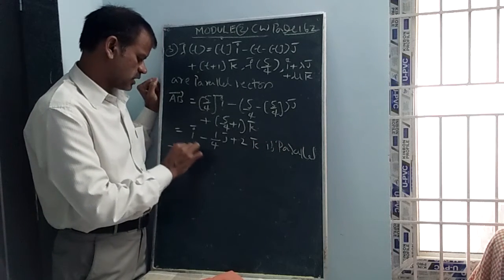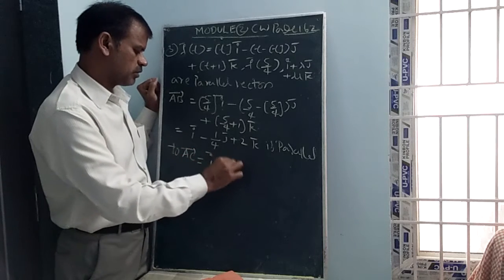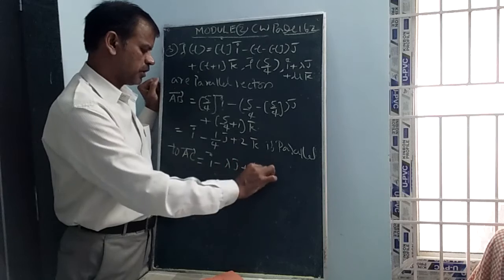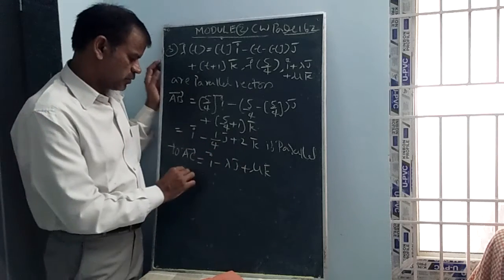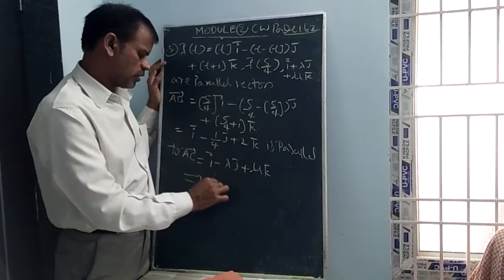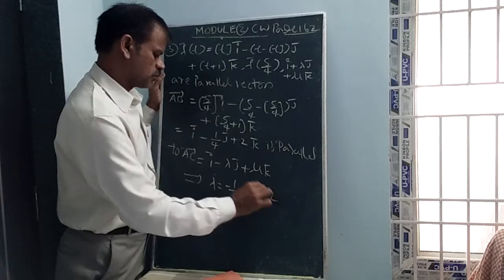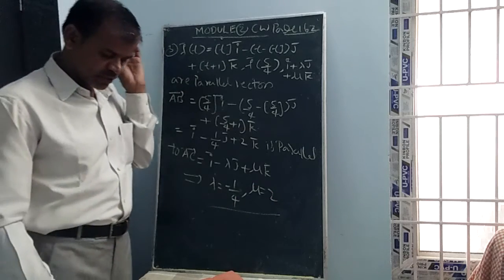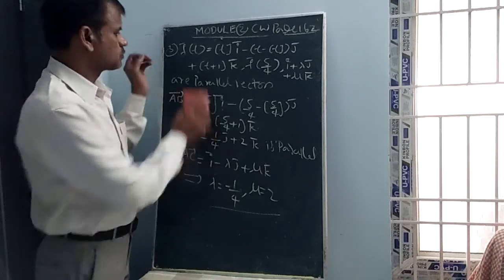Let us write the second vector as AC, that is equal to i plus lambda j plus mu k. So comparing the vectors, lambda is equal to minus 1 by 4 and mu is equal to 2. Here it is the second option.